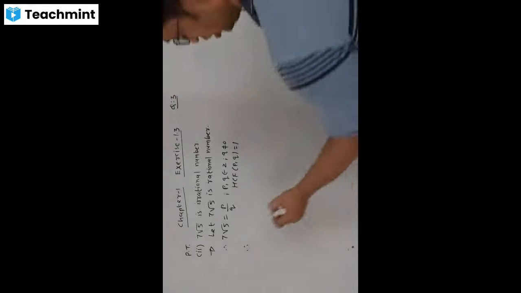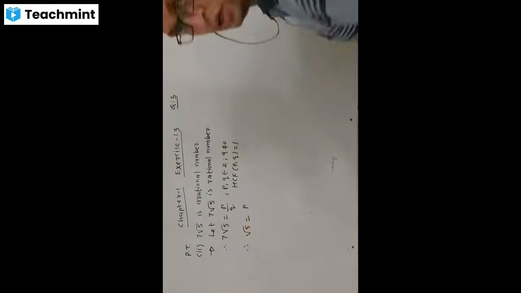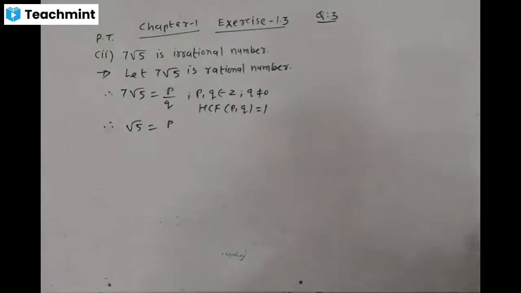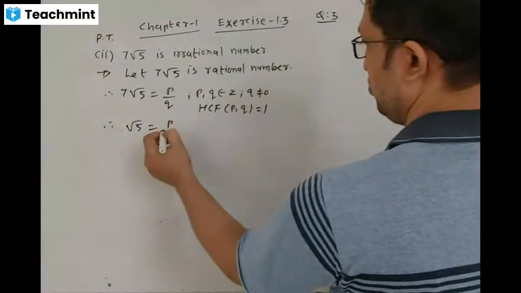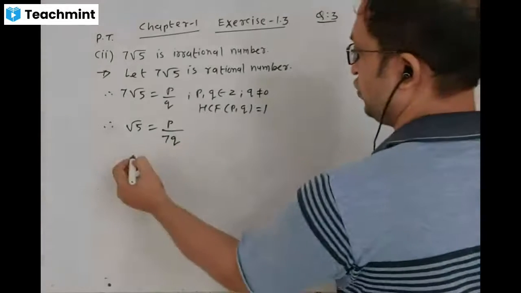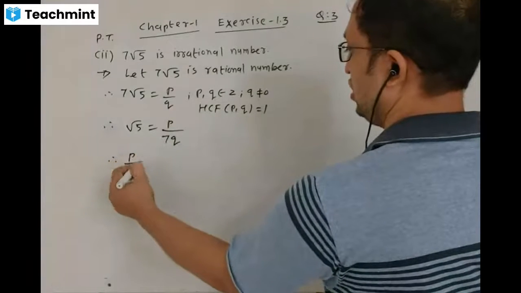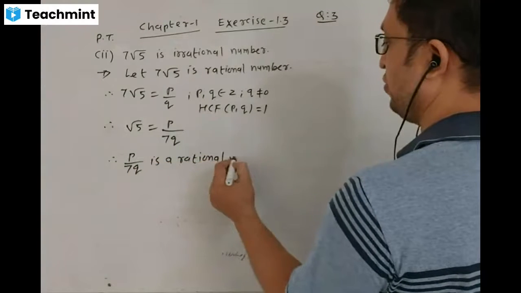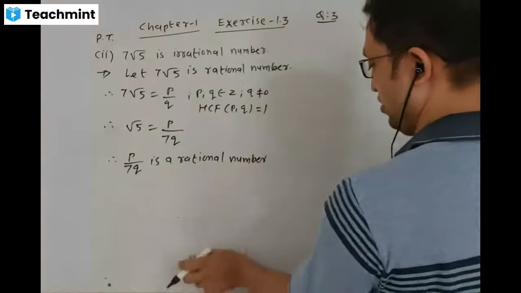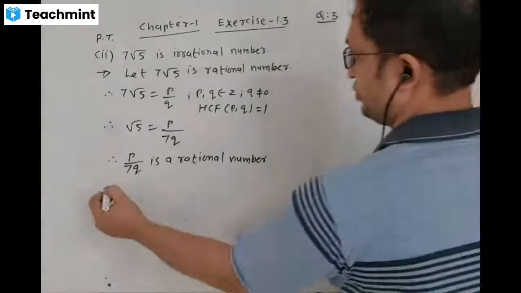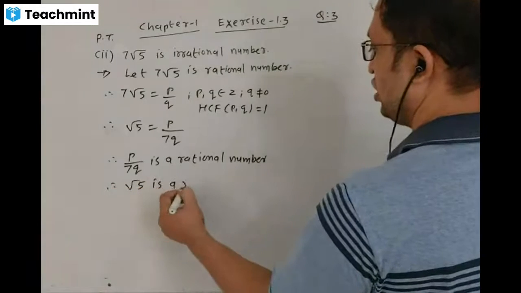Therefore, root 5 is equal to P upon 7 cube. That is a rational number, because it is in numerator and denominator form. If the number is rational, therefore root 5 is also a rational number.